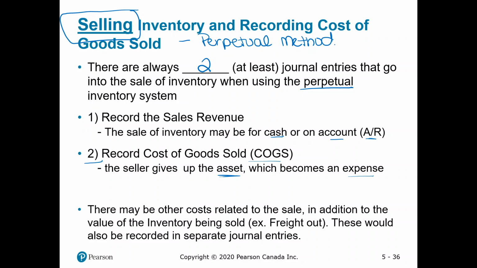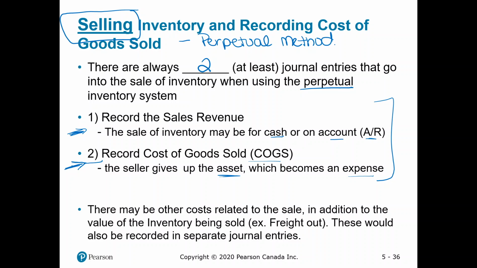So this goes back to the matching principle that we discussed earlier. We need to match the costs with the revenues. So the reason we were able to earn these revenues was because we had this inventory that was sold. So we match those up.